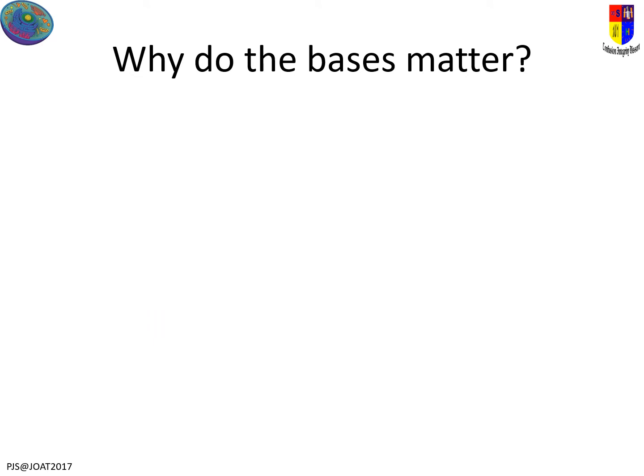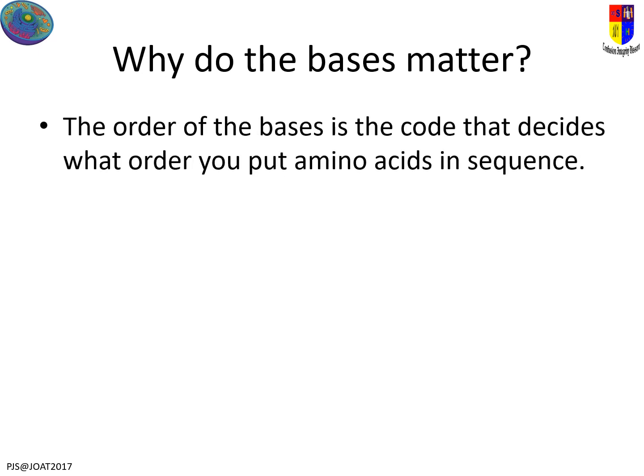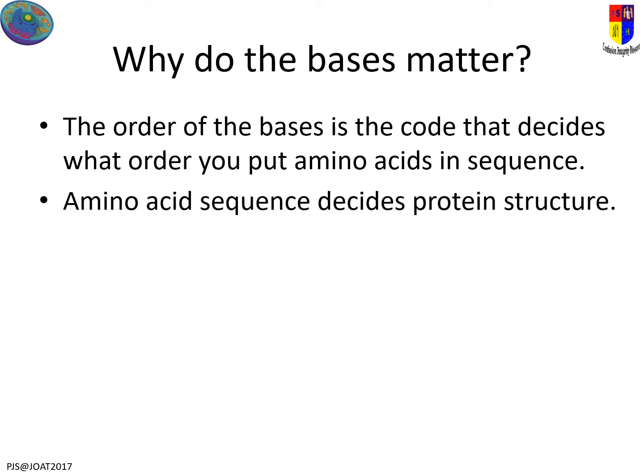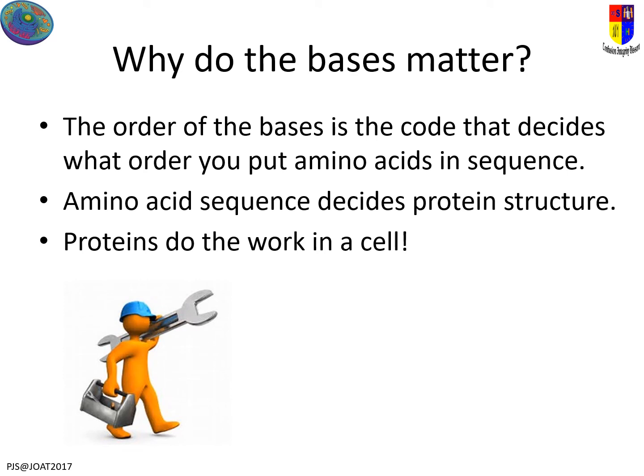So why do these bases actually matter? Why does it matter exactly what the code is? It's because the code is coding for something in particular, and the code is the amino acid sequence. And the amino acid sequence decides protein structure, and proteins ultimately do the work. These are the ones in the cell that make things happen. So you need to know a reasonable list of things that proteins can do.